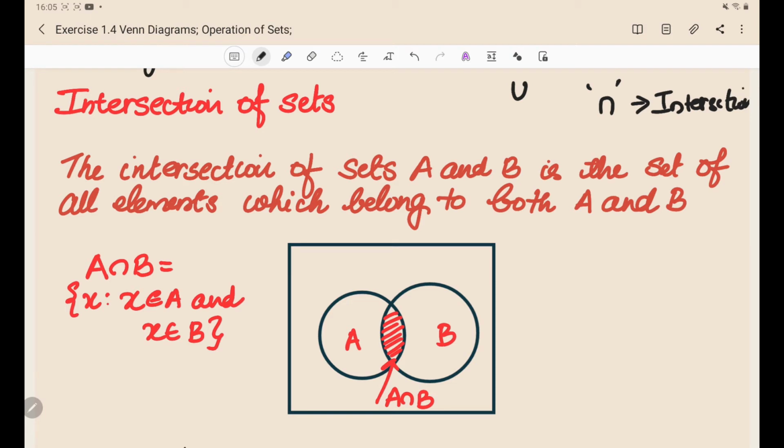Now let's read the definition for it. The intersection of sets A and B is a set of all elements which belong to both A and B. Only if the elements belong to both A and B can we say that they are intersection elements. That is, A intersection B is the set of x such that x belongs to A and also x belongs to B. You will understand this better through some examples.